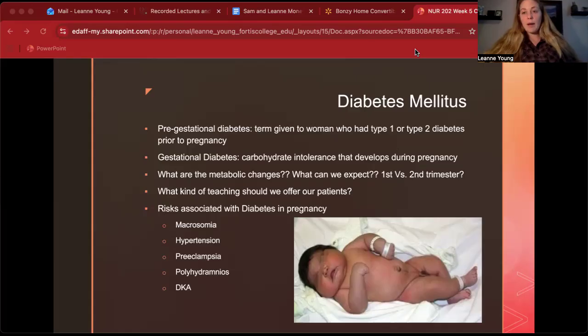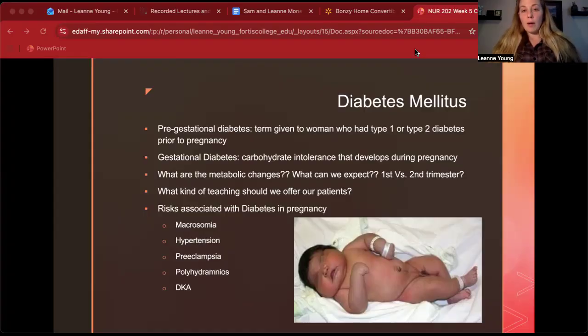Any time mom has an issue with diabetes in pregnancy, we run the risk of also developing hypertension, whether it's pre-existing or if they develop gestational hypertension during the pregnancy. Preeclampsia can also result from diabetes as well. One big thing, which I know that we talked about briefly a couple weeks ago, is that moms who are diabetic, we also see instances of polyhydramnios.